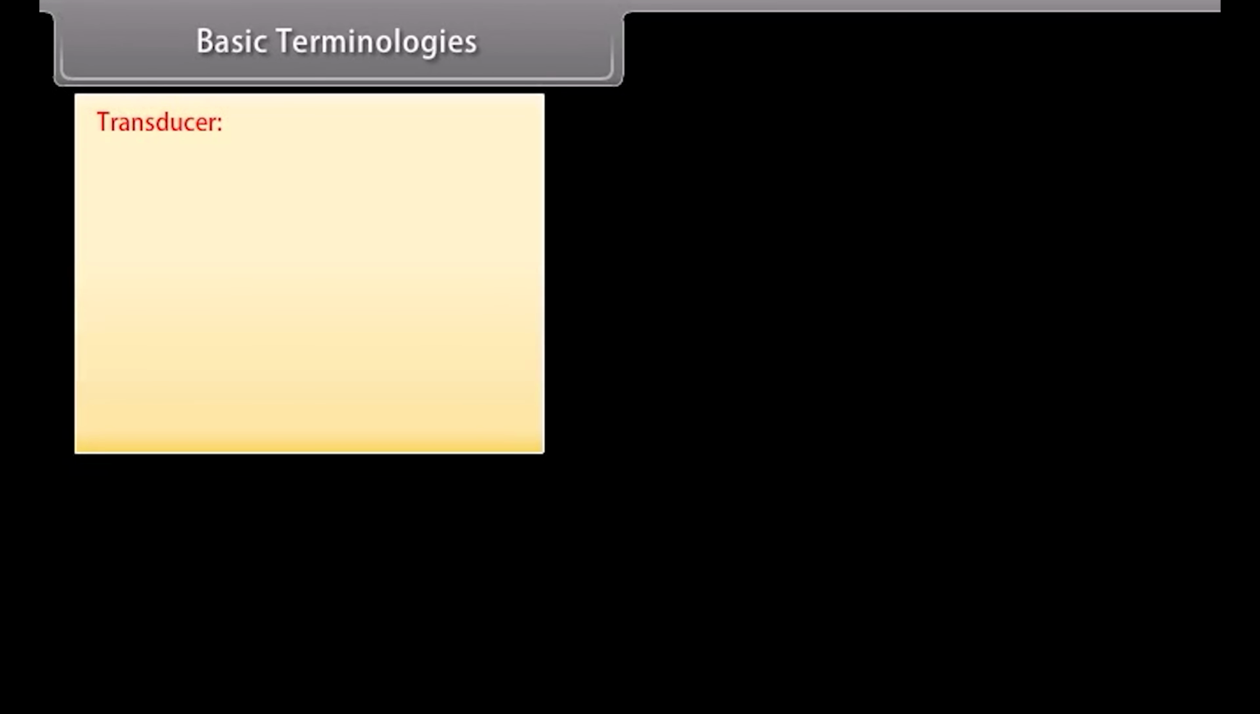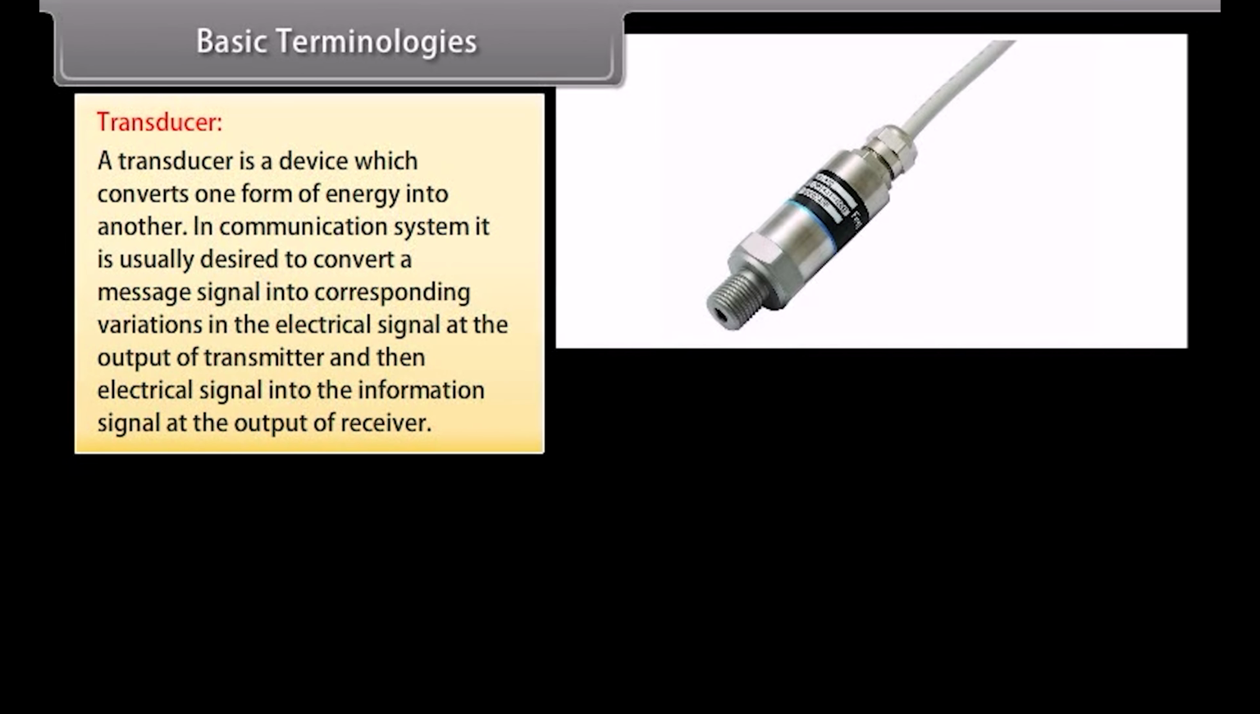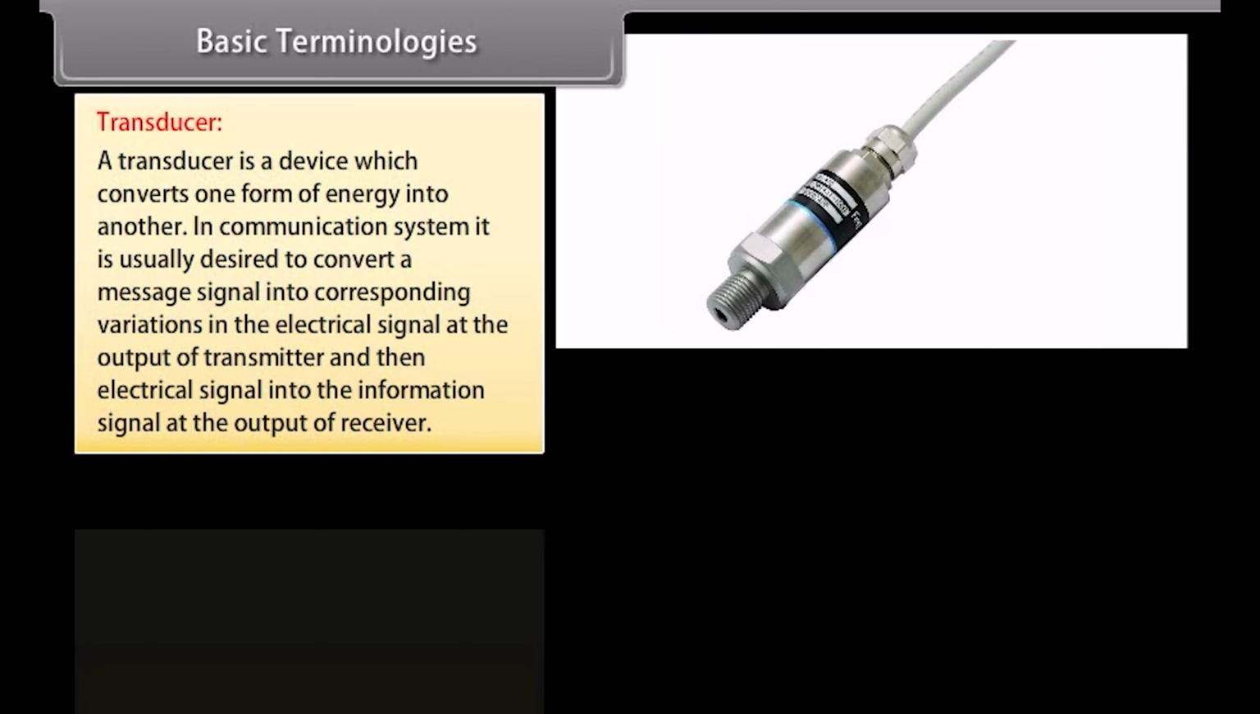Basic terminologies. Transducer. A transducer is a device which converts one form of energy into another. In communication system, it is usually desired to convert a message signal into corresponding variations in the electrical signal at the output of transmitter, and then electrical signal into the information signal at the output of receiver.